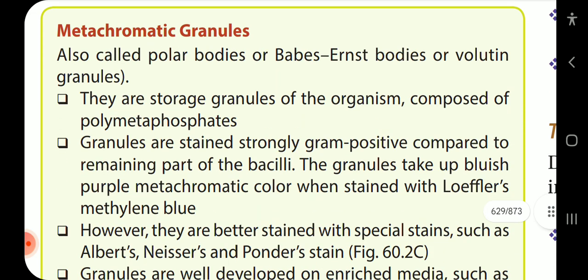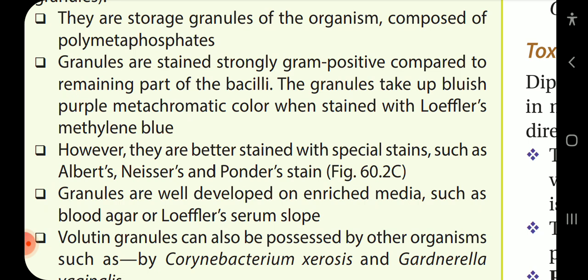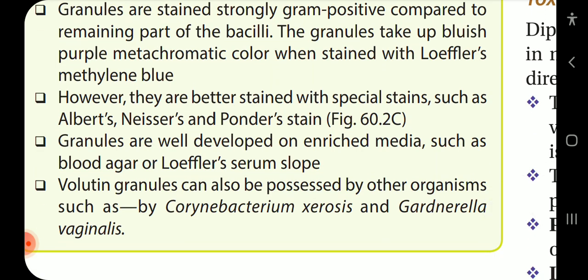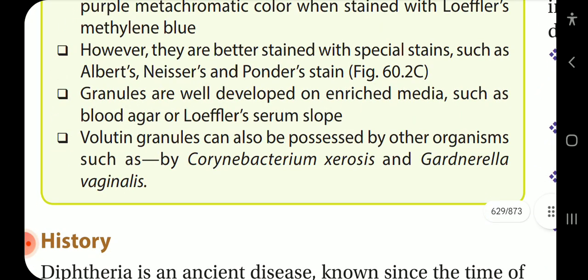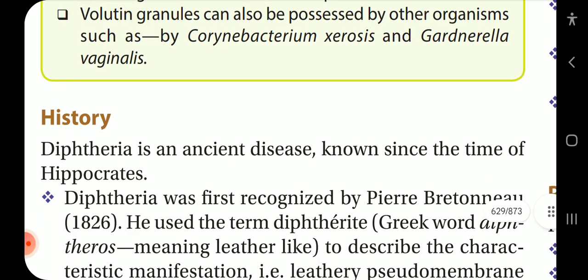Metachromatic granules, also called polar bodies or Babes-Ernst bodies or volutin granules, are storage granules of the organism composed of polymetaphosphates. Granules are stained strongly gram-positive compared to the remaining part of the bacilli. The granules take a bluish-purple metachromatic color when stained with Loeffler's methylene blue. However, they are better stained with special stains such as Albert's, Neisser's and Ponder's stain. Granules are well developed on enriched media such as blood agar or Loeffler serum slope. Volutin granules can also be possessed by other organisms such as Corynebacterium xerosis and Gardnerella vaginalis.